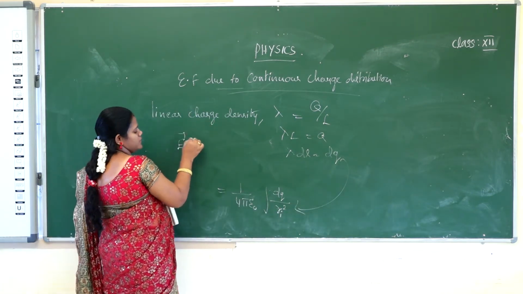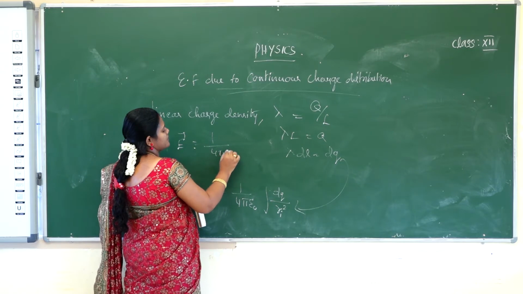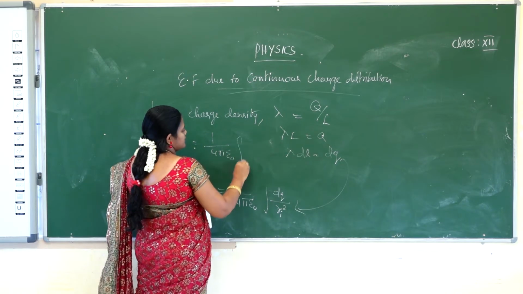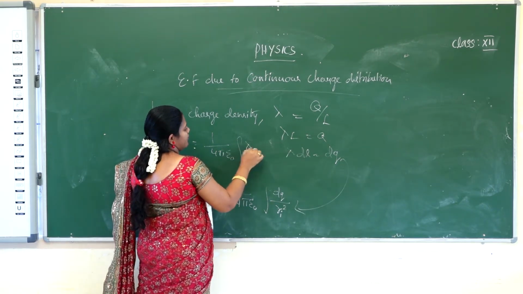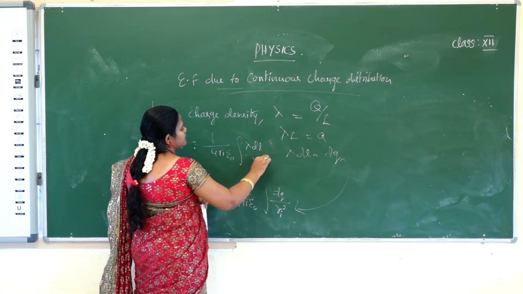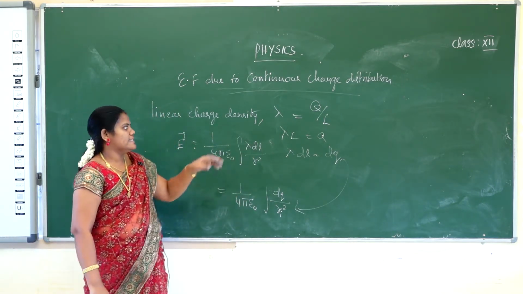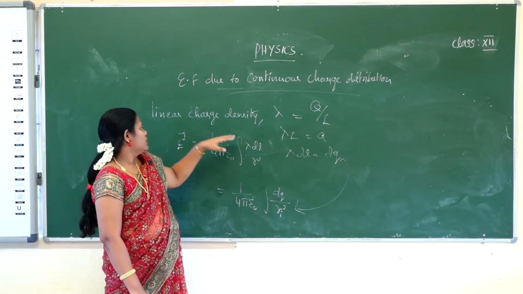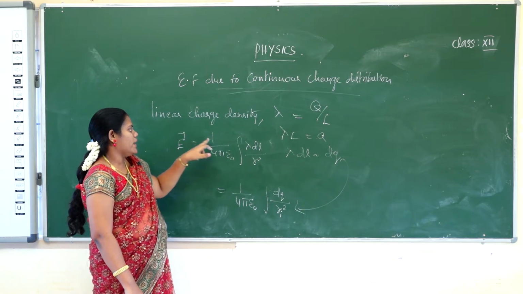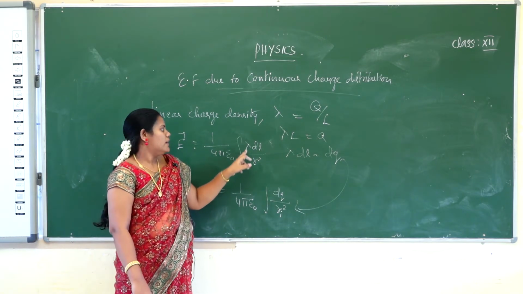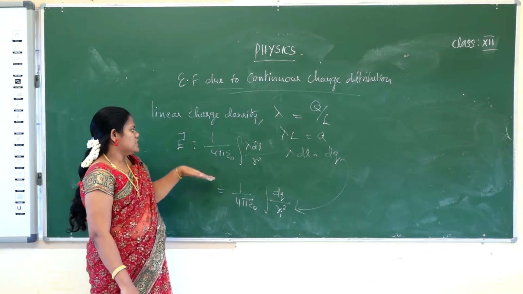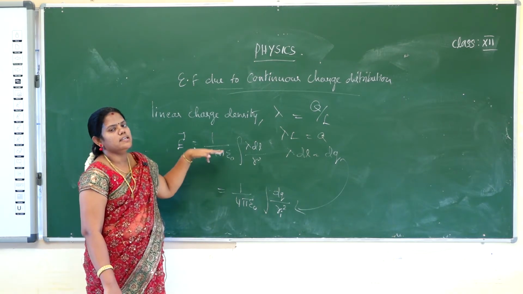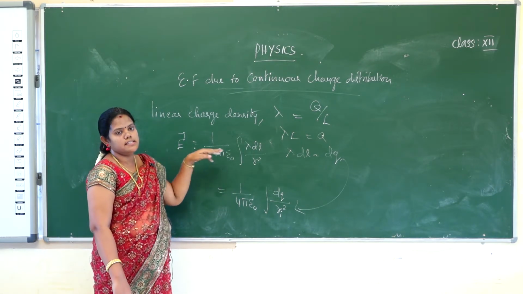Electric field E is equal to 1 by 4 pi epsilon naught, with the dq value being integration of lambda into dl by r square. That is, linearly the charge is distributed in the system. You have to calculate the electric field E is equal to 1 by 4 pi epsilon naught integration of lambda dl by r square. This is the formula for the electric field in the linear charge density.